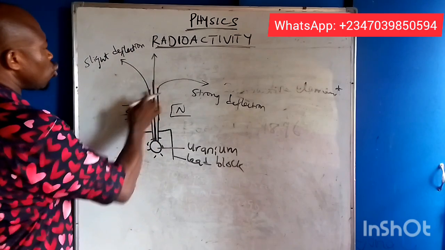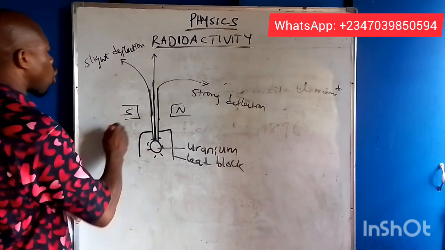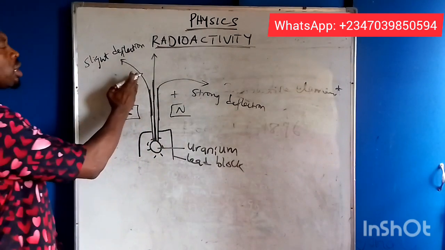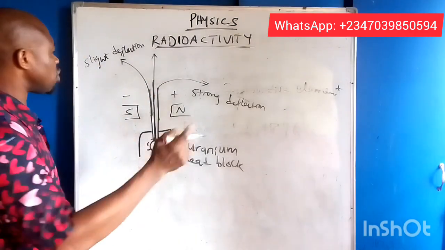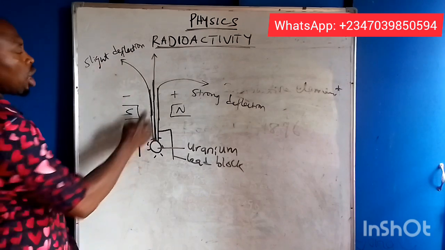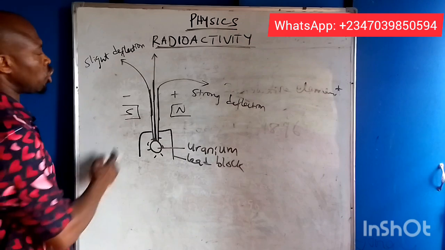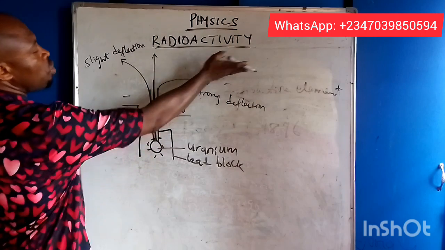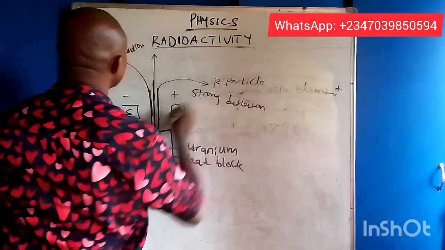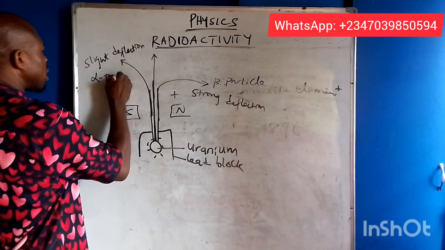Now he subjected them to an electric field. So this is the magnetic field, and he observed this. When he subjected them to an electric field, here is negative and here is positive. Because the alpha particle possesses positive charge, there is repulsion, and it is deflected, or repelled, towards this direction. This other one possesses negative charge, so because of this negative charge here, it deflects to the right, and because of that, he called this the beta particle. And the one that is slightly deflected, he called the alpha particle.